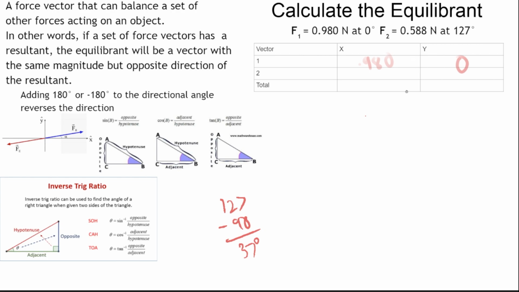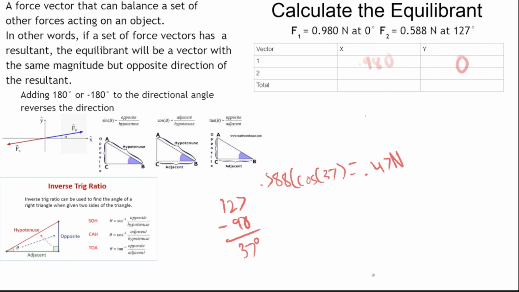And now we have our solved value. So if we do 0.588 times the cosine of 37, that is equal to 0.47. Oh boy, I'm struggling now. All right, that would be 0.47 newtons as one of our two vectors.